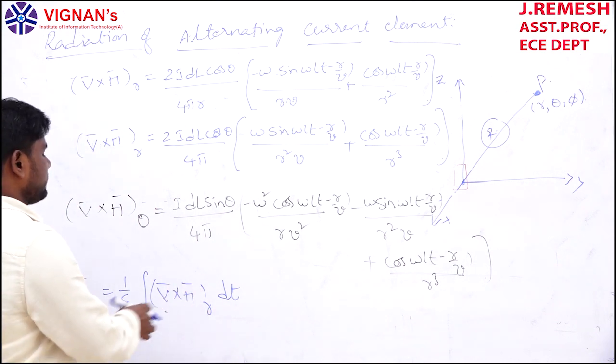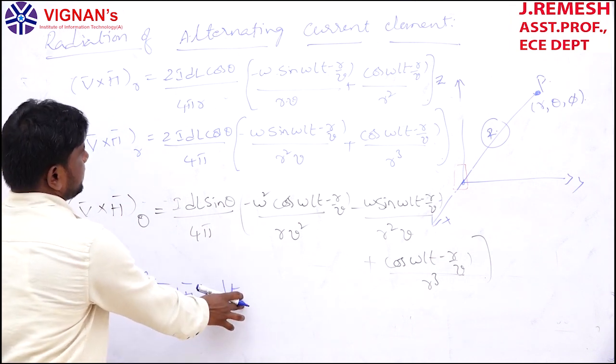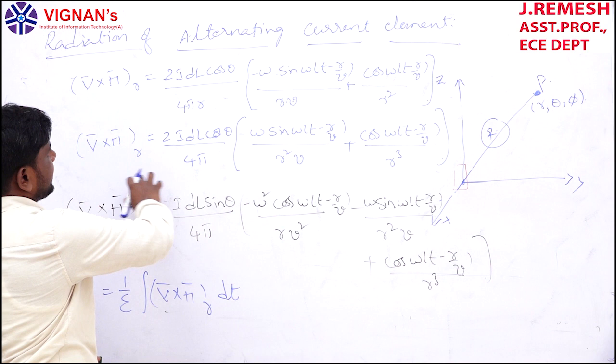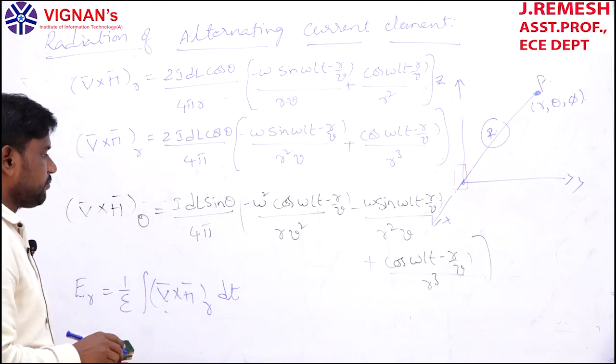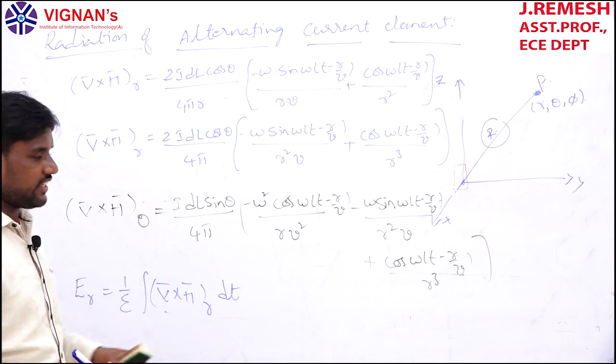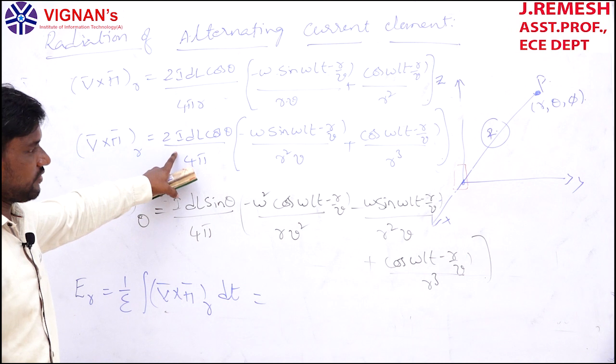So now we have this one. I just have to integrate this with respect to t. This is the entire expression of the R component of del cross H. So simply I have to take the integration of this one, so I am going directly to the integration part.